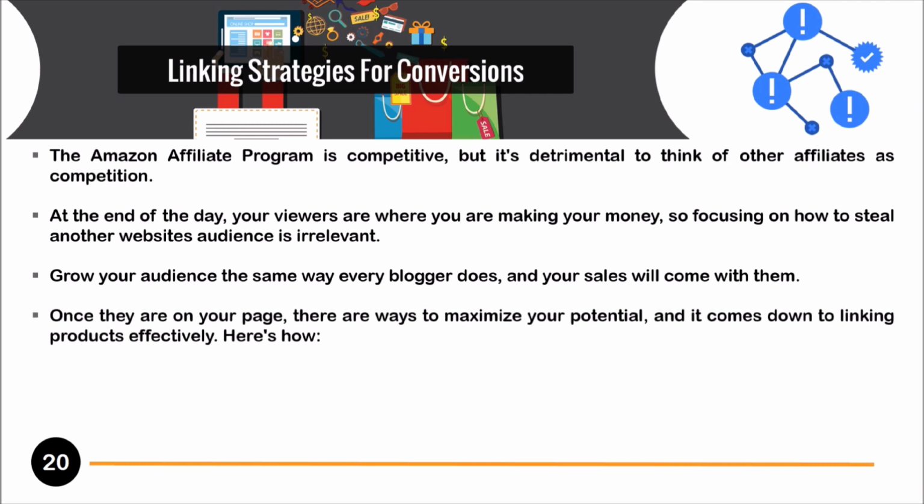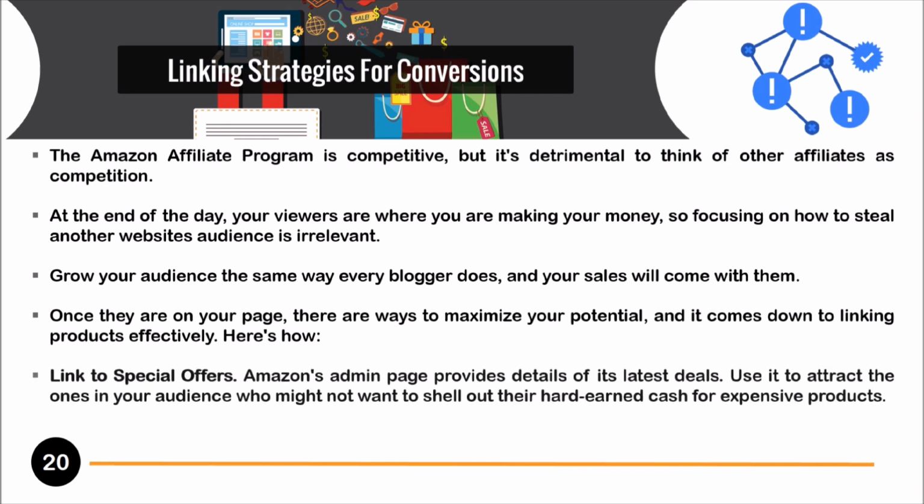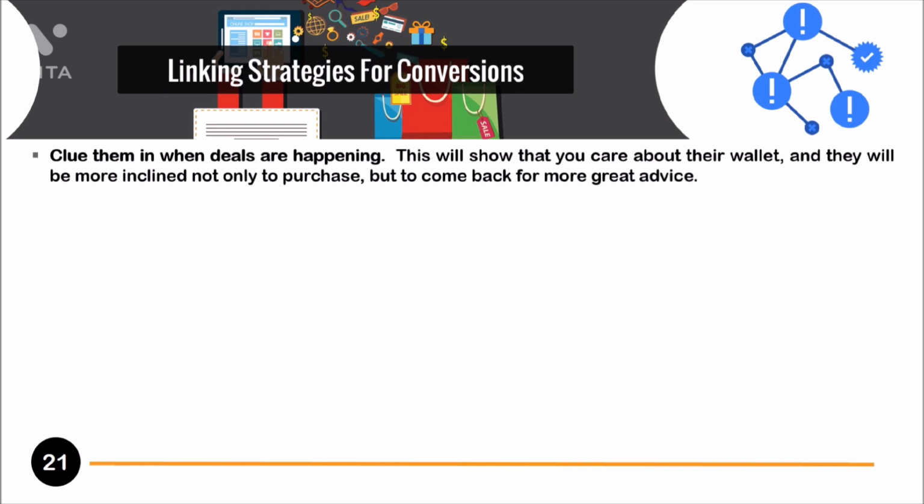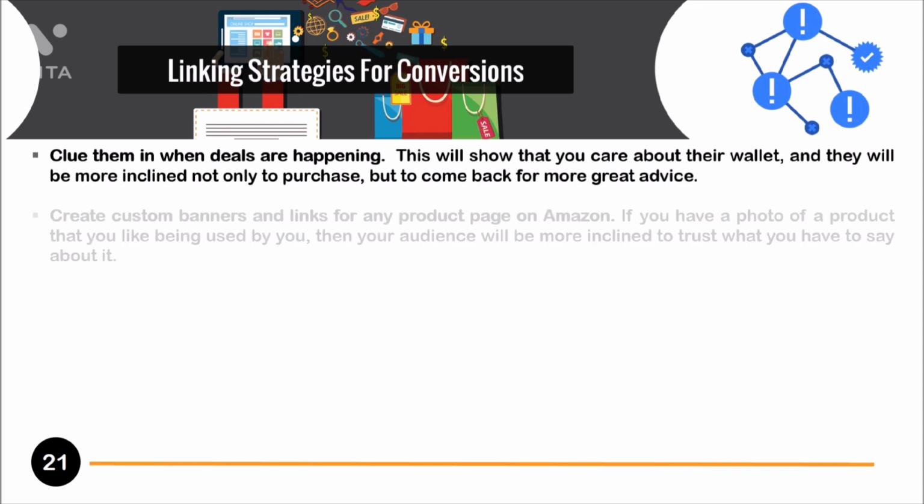Once they are on your page, there are ways to maximize your potential, and it comes down to linking products effectively. Here's how. Link to special offers. Amazon's admin page provides details of its latest deals. Use it to attract the ones in your audience who might not want to shell out their hard-earned cash for expensive products. Clue them in when deals are happening. This will show you care more about their wallet, and they will be more inclined not only to purchase, but to come back for more great advice.